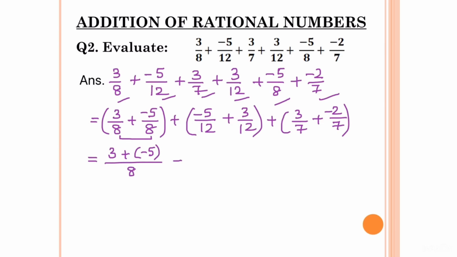Plus, even in this the denominators are same, so the common denominator is 12. I am going to add the numerators. Plus, here also the denominator is same, so the common denominator will be 7. So add the numerators.